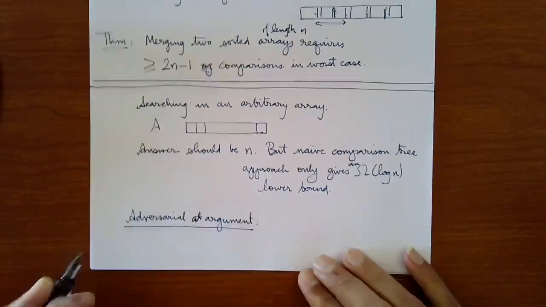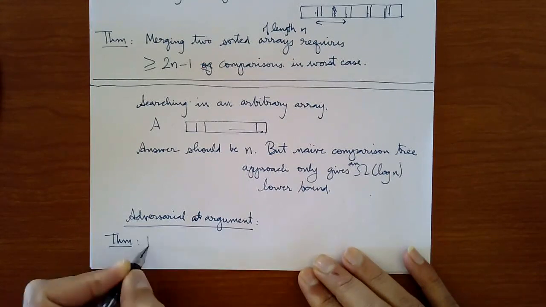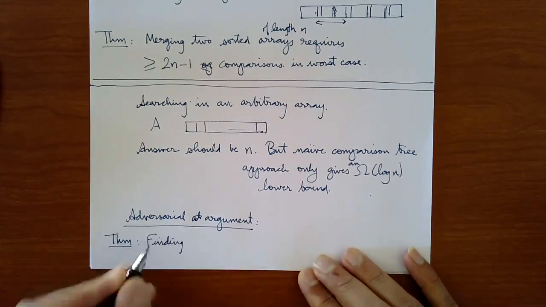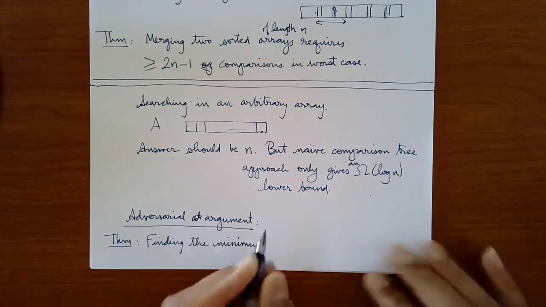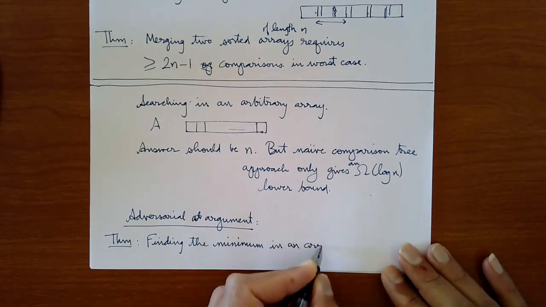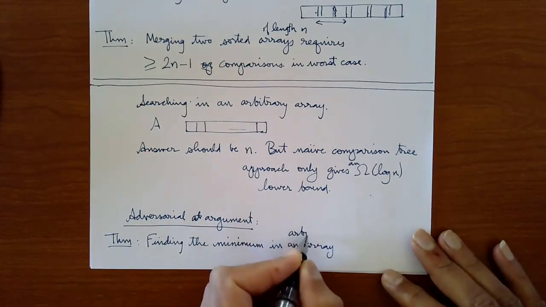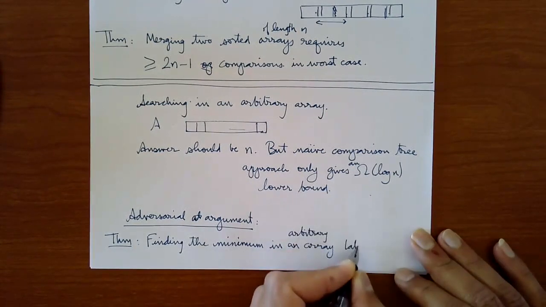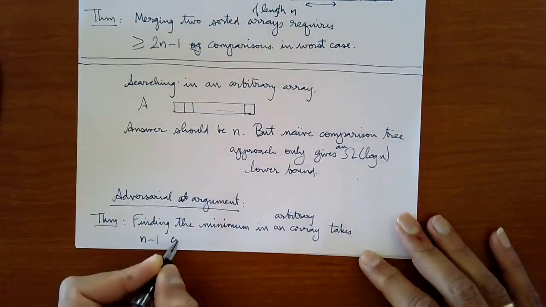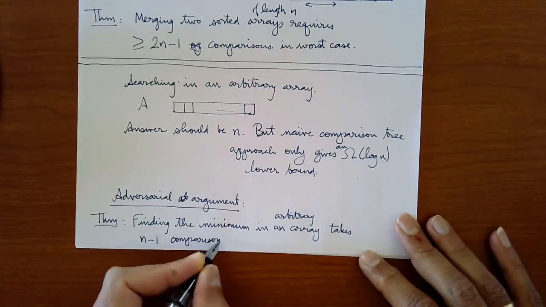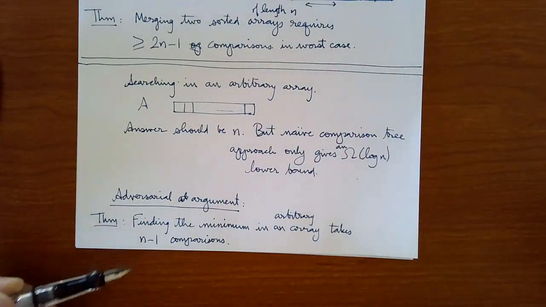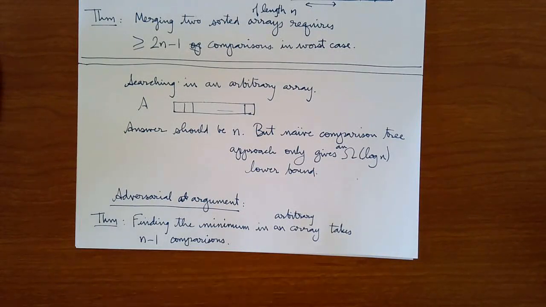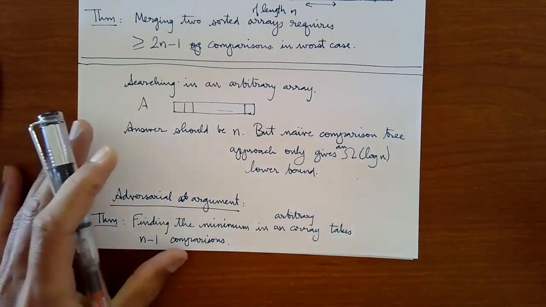And using the adversarial argument, you can even prove something like finding the minimum in an arbitrary array takes n minus 1 comparisons. I haven't told you what the adversarial argument is, but the point is, these comparison tree lower bounds, which are also called information theoretic lower bounds, the way I described it is not the be all end all of things.